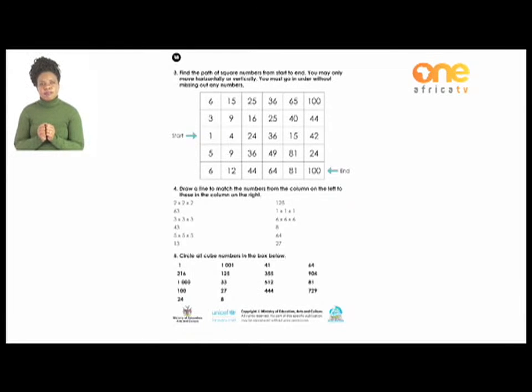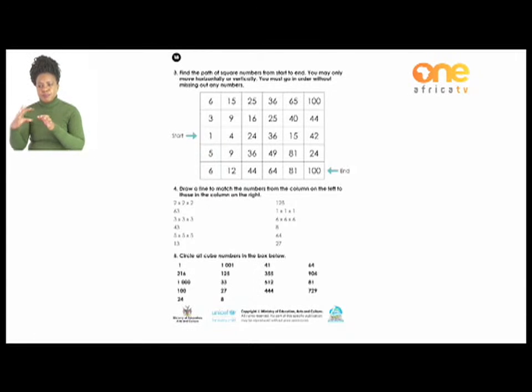So if you have the first one with 2 times 2 times 2, what will be the answer on the right hand side? The second one, if you have 6 cubed, what could be the answer? 3 times 3 times 3. We have 4 cubed, we have 5 times 5 times 5, and 1 cubed. So match the correct numbers which are corresponding.